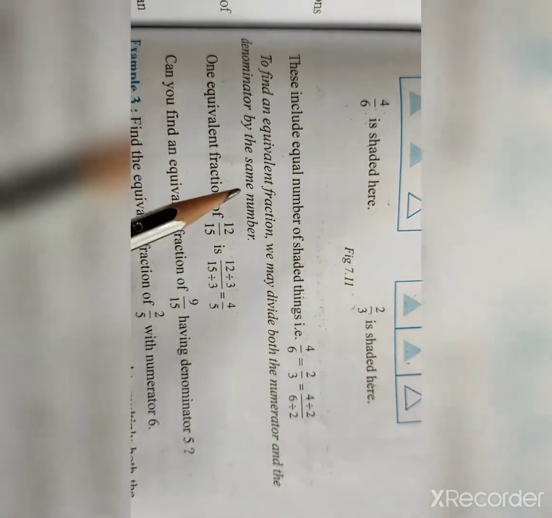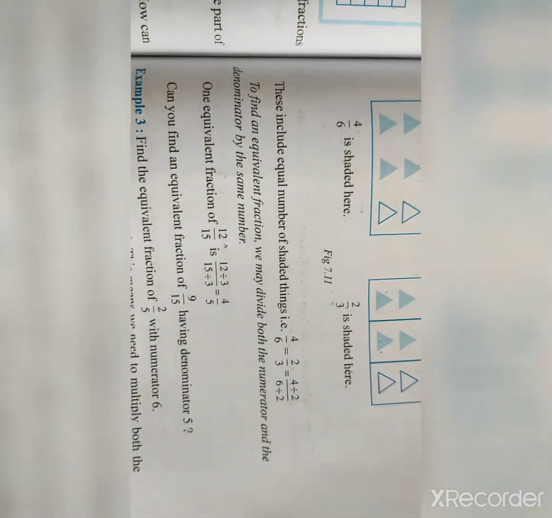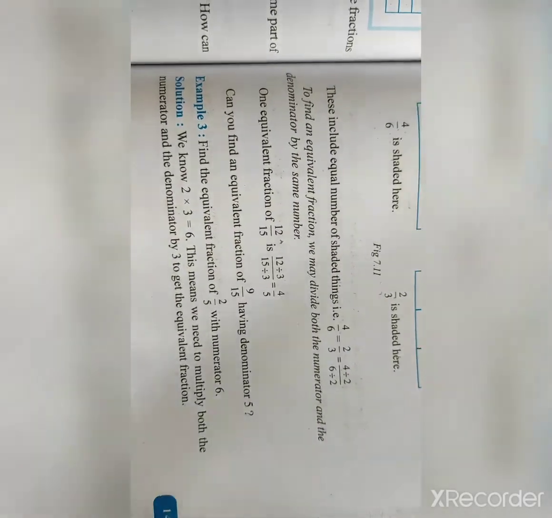So to find an equivalent fraction, we may divide both the numerator and the denominator by the same number. That means in 2 ways we can find equivalent fractions: the same number we can multiply in the numerator and denominator, and the same number we can divide in the numerator and denominator, so we can get equivalent fractions.